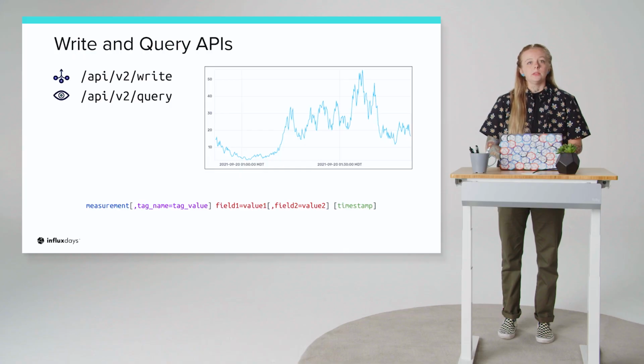To write data, data is sent using line protocol format as shown at the bottom. This consists of a measurement name and a field with a value. Optionally, additional tags used for grouping data and timestamps can be included.